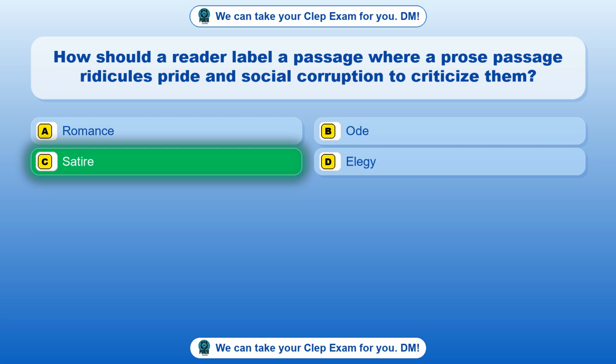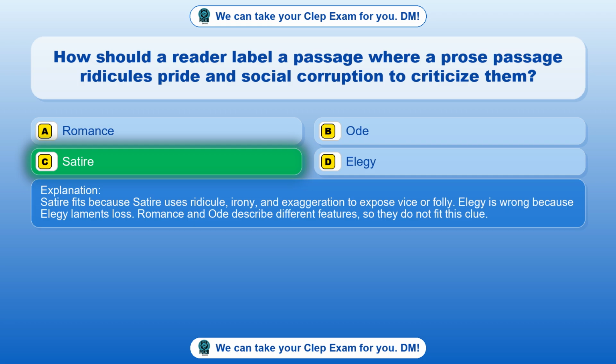Satire. Satire fits because satire uses ridicule, irony, and exaggeration to expose vice or folly. Elegy is wrong because elegy laments loss. Romance and ode describe different features, so they do not fit this clue.